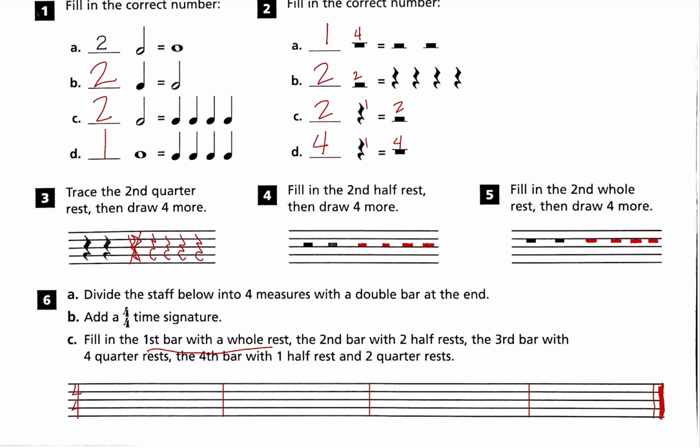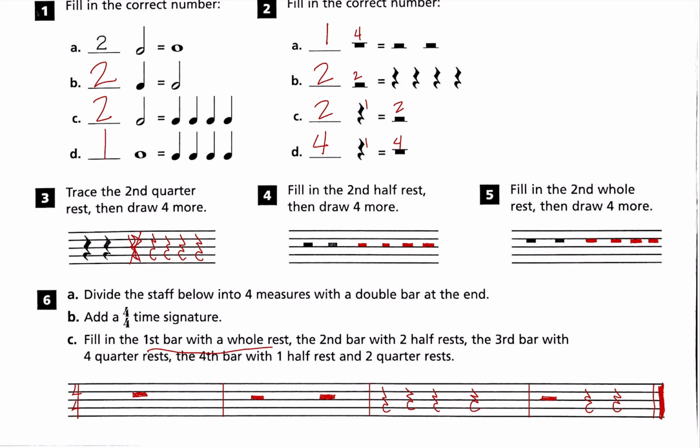In the first bar, draw a whole rest. In the second bar, draw 2 half rests. In the third bar, draw 4 quarter rests. Lightning bolt C, lightning bolt C, lightning bolt C, lightning bolt C. And in the fourth bar, we're going to do a half rest and 2 quarter rests. Lightning bolt C, lightning bolt C.